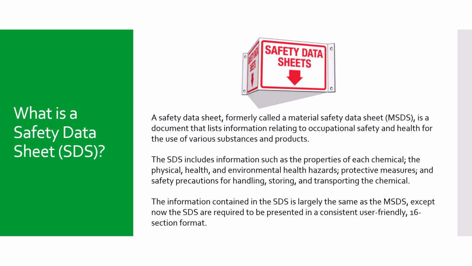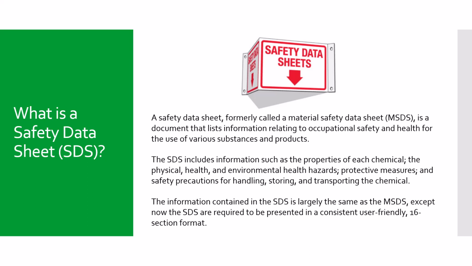A SDS is a document that lists information relating to occupational safety and health for the use of various substances and products. The SDS includes information such as the properties of each chemical, the physical, health, and environmental health hazards, protective measures, and safety precautions for handling, storing, and transporting the chemical.